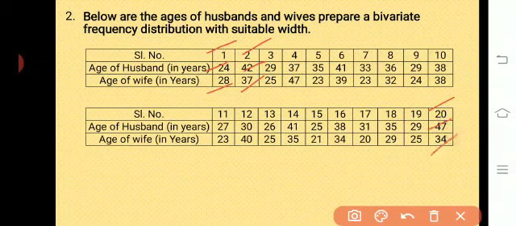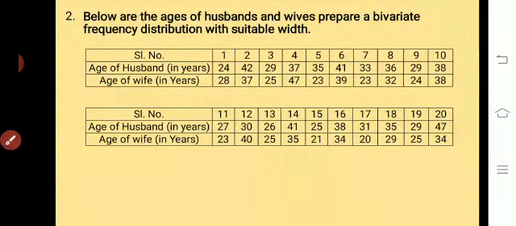Then you can prepare the bivariate frequency table. First we have to find the age of husband, highest value and the lowest value. Similarly, the age of wife, the highest value and lowest value, and based upon that range of the data you can take the class intervals. So this is your second example on bivariate frequency table. Just complete this example like the previous example.